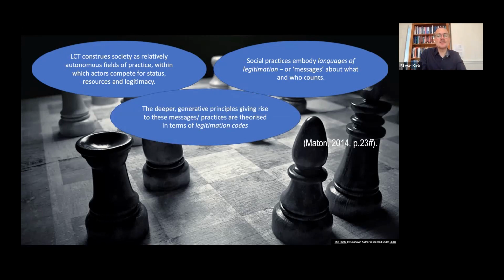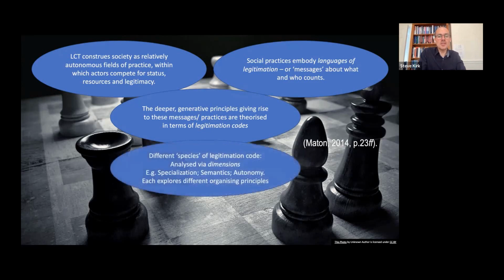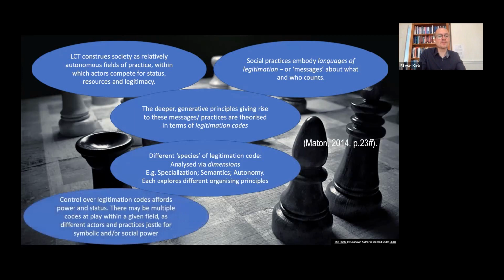So these deeper generative principles that give rise to messages are termed legitimation codes. And there are different species. So there are currently 3 active dimensions. These are specialization, semantics, autonomy, and each explores different organizing principles around messaging systems. And we'll get to those in a second.